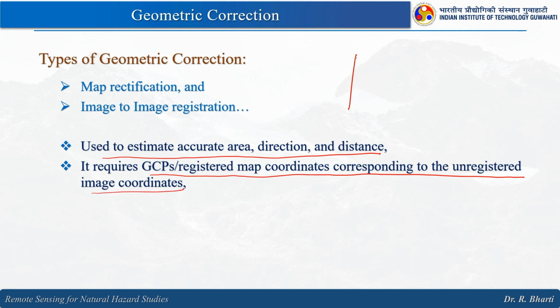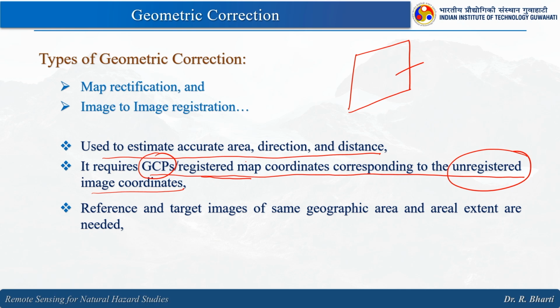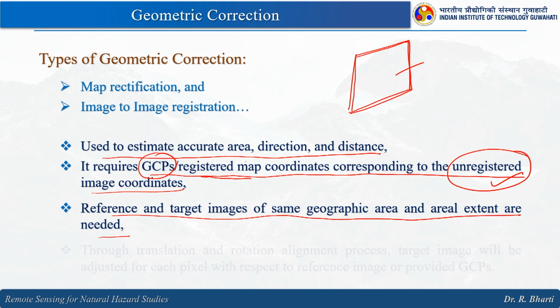That means your image that is captured by a satellite is basically unregistered. Then you have the GCP from the field, or maybe a registered map, for example a toposheet, that you will be using to correct this unregistered image's coordinates. The reference and target image of the same topographic area and areal extent are needed. So the spatial extent of the toposheet and the satellite image should both be the same.